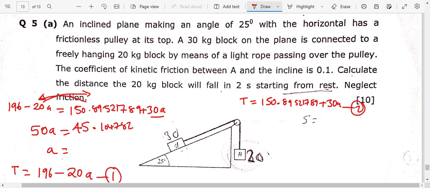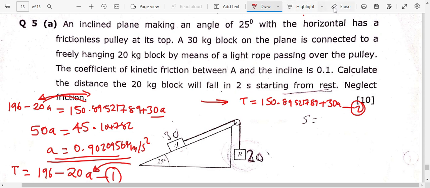That is going to give us about 0.9020956. This is acceleration, in meters per second squared. So if the question was also asking for the tension, you can use any equation. You can come into this equation, substitute where there is acceleration the value that you have found, and then you'd have found the tension. You can as well use the second equation. It doesn't matter which one you use, the answer is going to be the same.